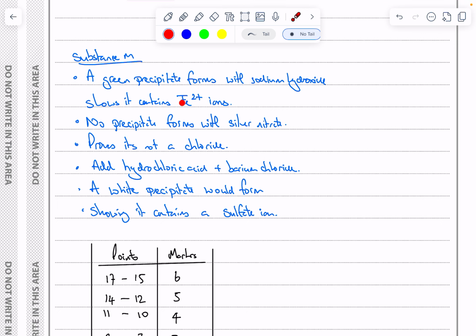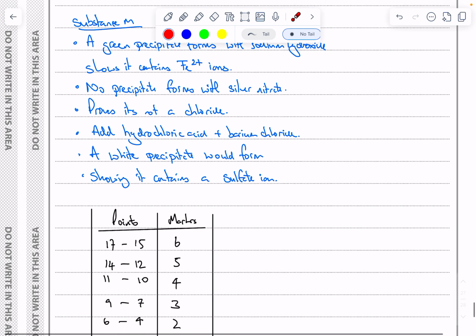And the final one, we get a green precipitate with sodium hydroxide. That shows it contains Fe2+. There's no precipitate formed with silver nitrate, which is what we'd expect, therefore it's not a chloride. But if we add hydrochloric acid and barium chloride, we should then get a white precipitate because it would contain a sulfate ion. So that's proving the positive result that would need to take place.